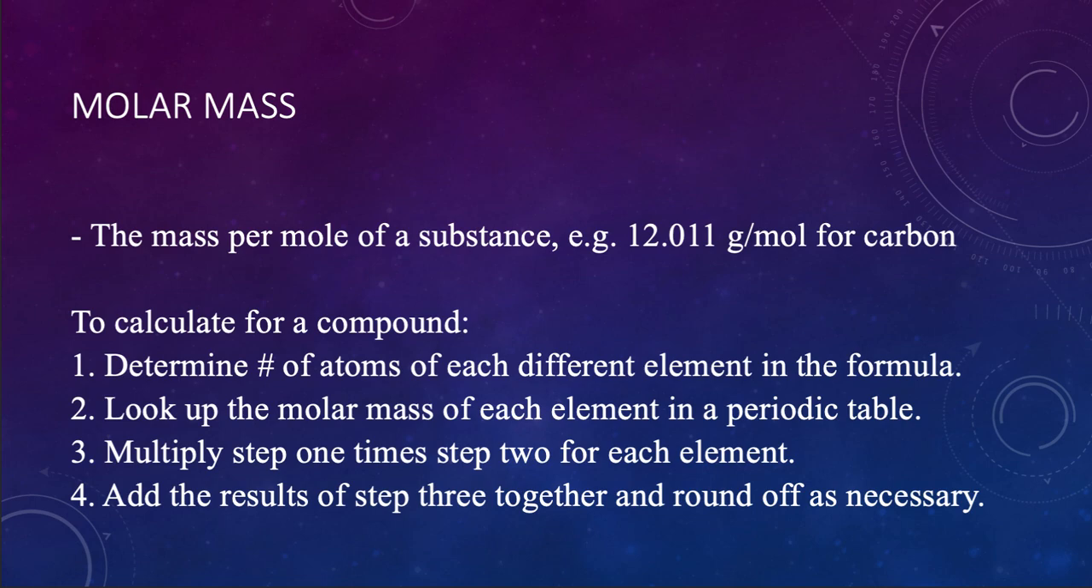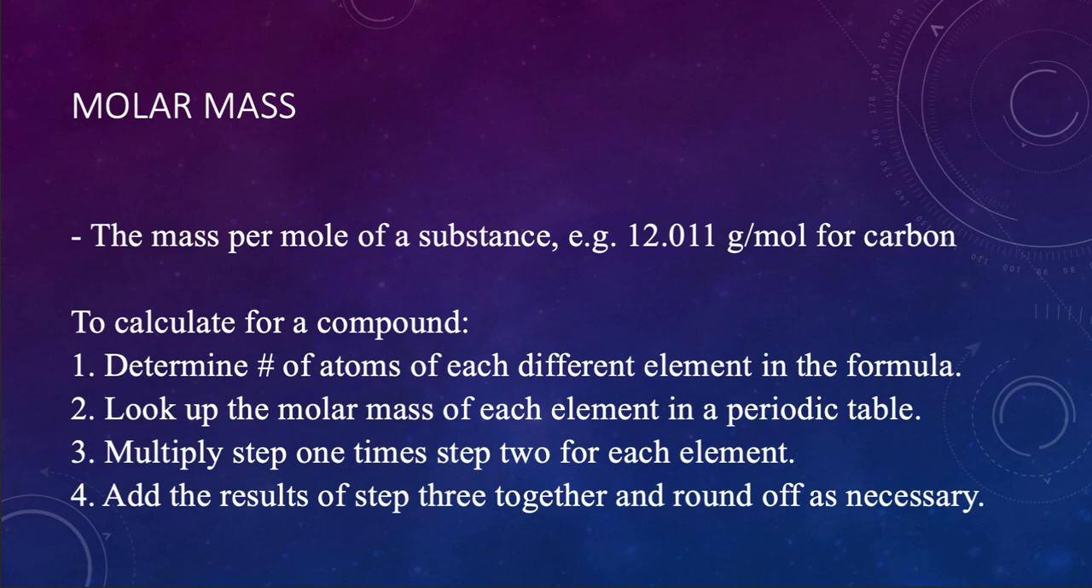All right, so this leads us to what we call the molar mass. Okay, this is the mass per mole of a substance. As I said, you can talk about 12.011 grams per mole of carbon. You can also get the molar mass of a compound. Okay, you can get it for an atom, for an element. You can get it for a compound.